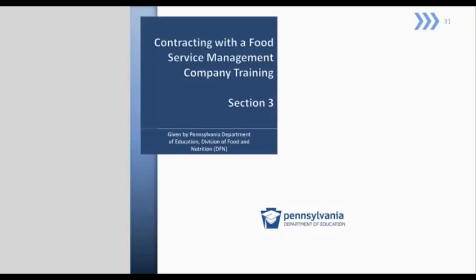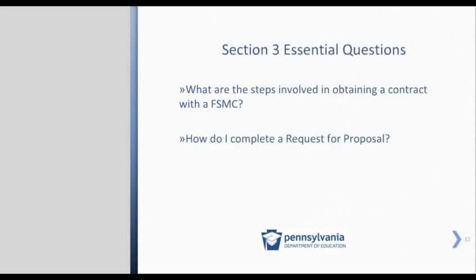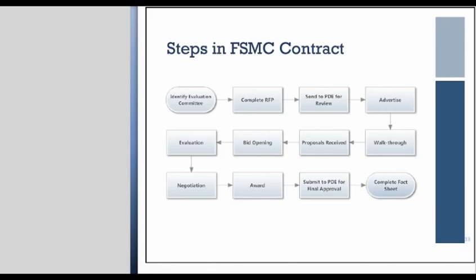We're going to move on to Section 3. And the essential questions that we'll talk about in Section 3 are the steps involved in obtaining a contract with a food service management company and how to complete the request for proposal. This flow chart will hopefully help you better understand the steps, and we will review each step in this section. This flow chart is also available on PAIR's form download for you to access at any time.